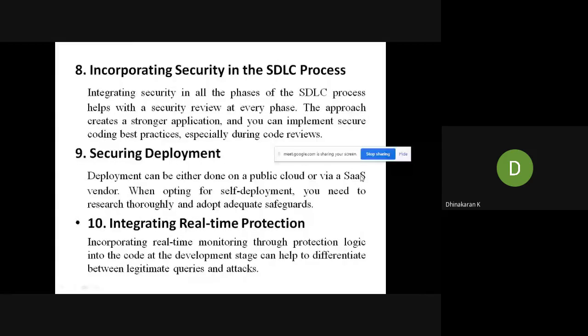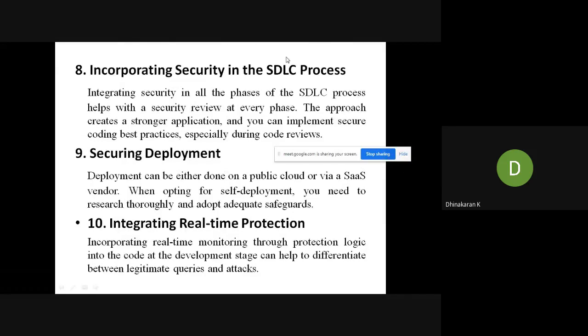The next one is incorporating security in the software development lifecycle process. The software development lifecycle process helps with a security review at every phase. Based on the authors, we have different phases, but anyway, the phases are collecting the requirements and design, coding and implementation, testing and deployment, and also how we are going to maintain it. So in each and every phase, how are we going to provide security? When everything happens in a systematic manner, the approach creates a stronger application, and you can implement secure coding best practices, especially during code review.